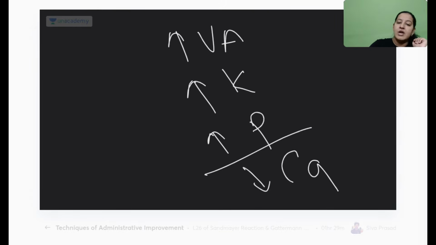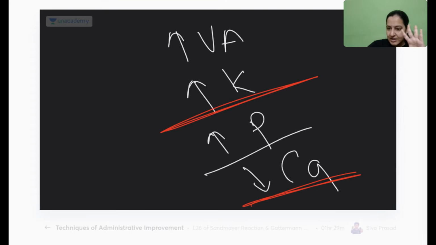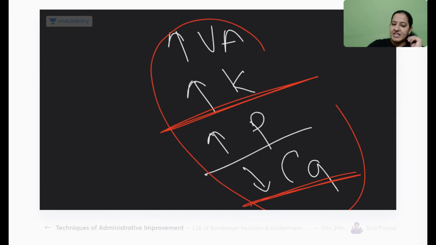Now don't get confused. Hyperkalemia is one thing and hypocalcemia is another. There is a difference. Give me a thumbs up if you got it. So these are the four features of tumor lysis syndrome.